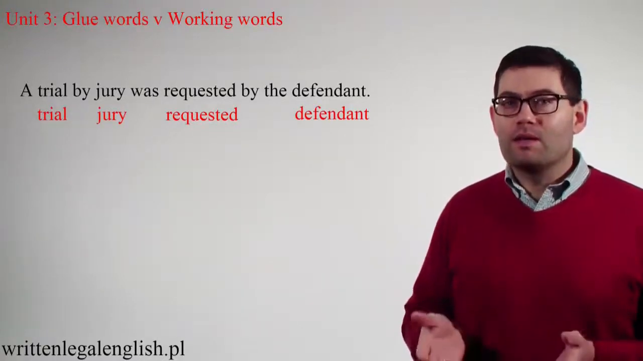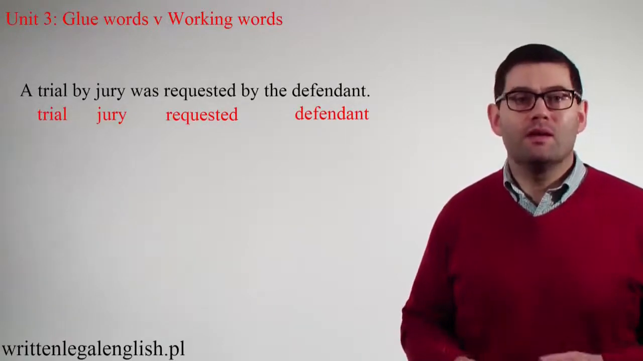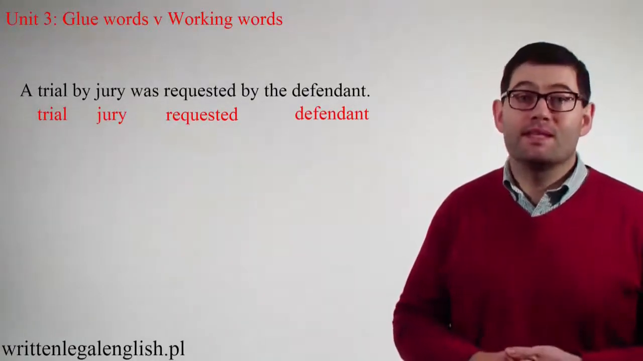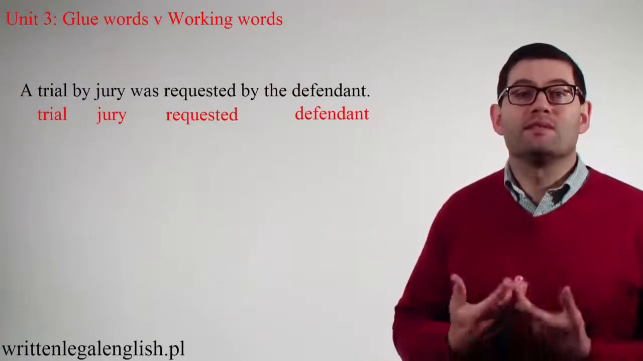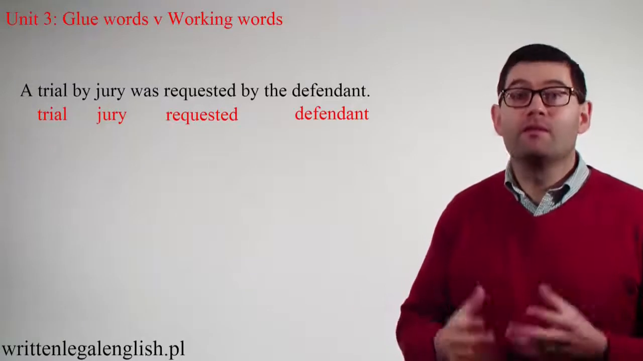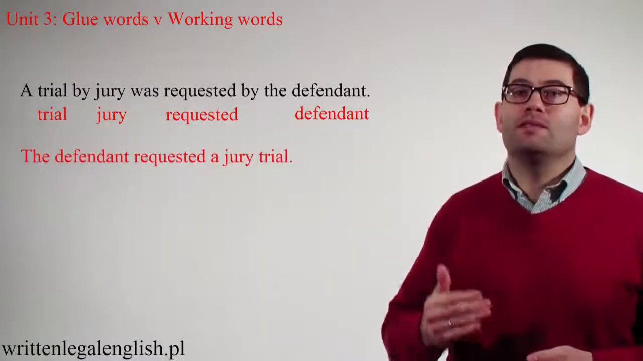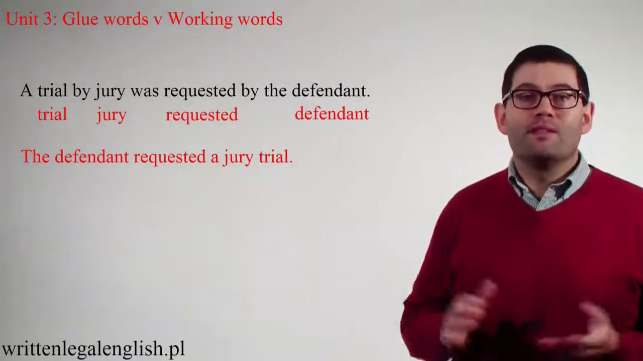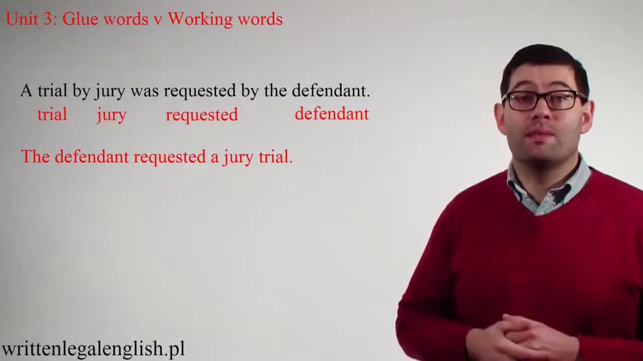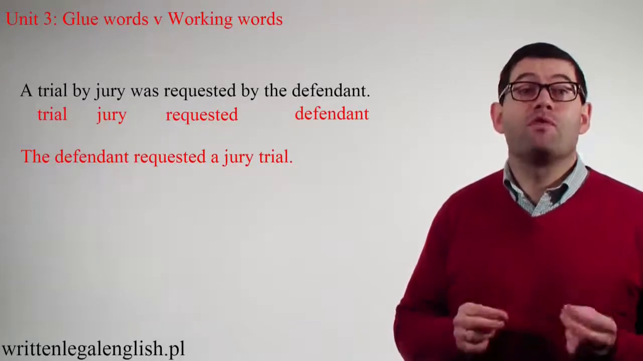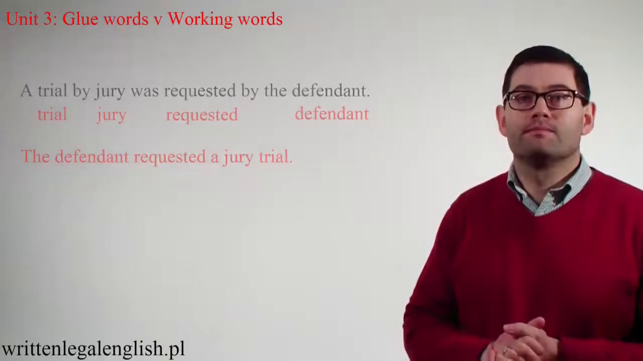If we look at the working words and bear in mind Unit 1, which talked about the subject-verb-object order, we can quickly establish the correct sentence structure. The defendant is the subject, requested is the verb, and jury trial together form the object. This gives us: the defendant requested a jury trial. The meaning is the same, the sentence is concise and to the point with a strong message. We still only have 4 working words, but now only have 2 glue words.